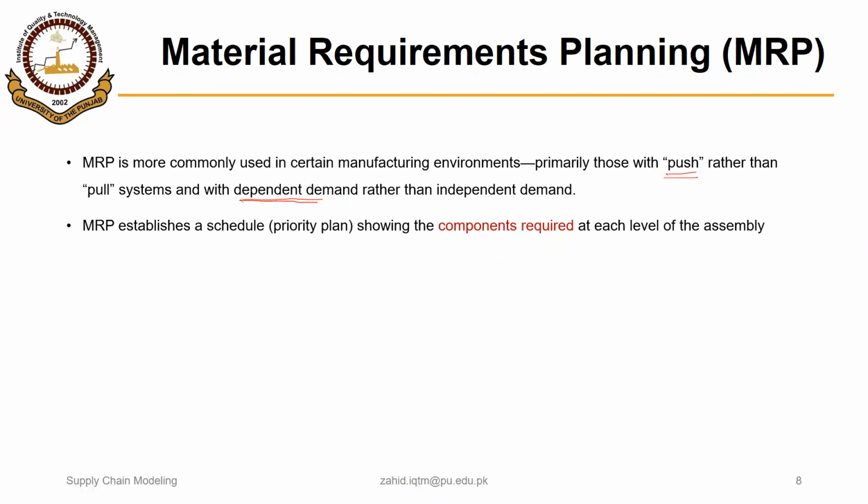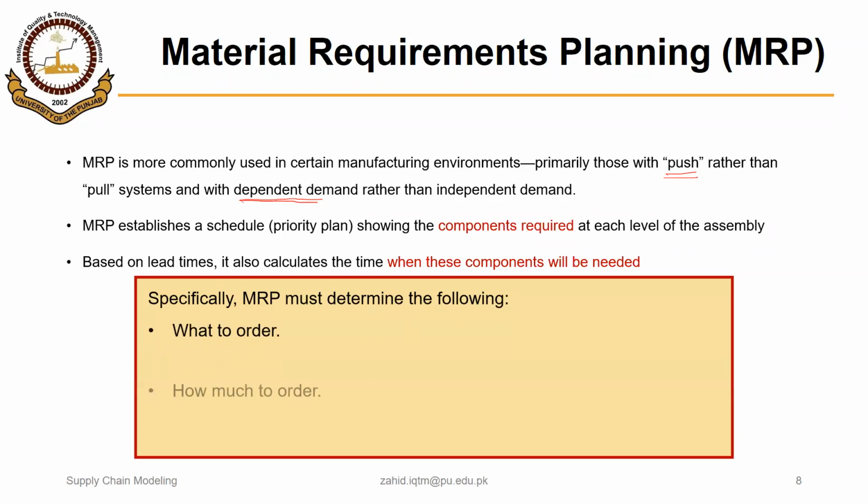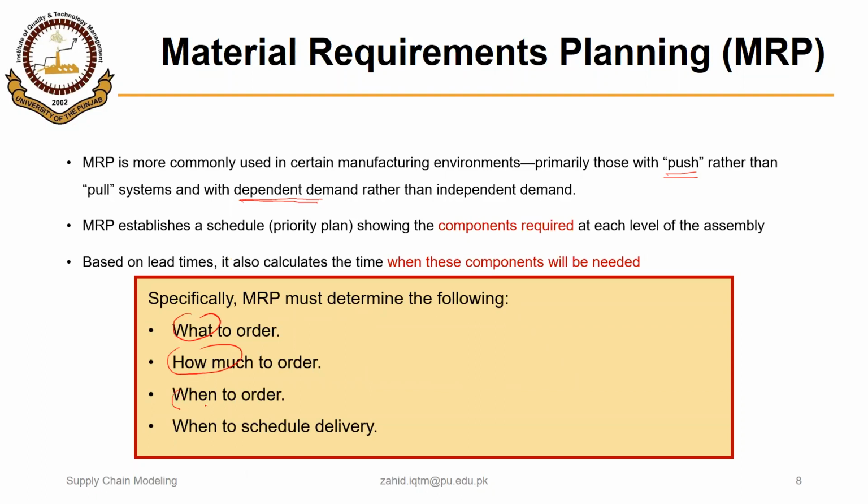So MRP establishes a schedule showing the components required at each level of the assembly. Based on lead times, it also calculates the time when these components will be needed. So which components are needed and when they are needed. So in summary, MRP determines what to order, how much to order, when to order, and when to schedule delivery. And these decisions are related to components and raw materials.